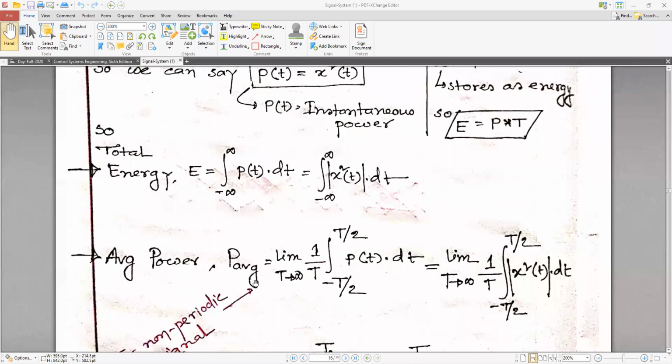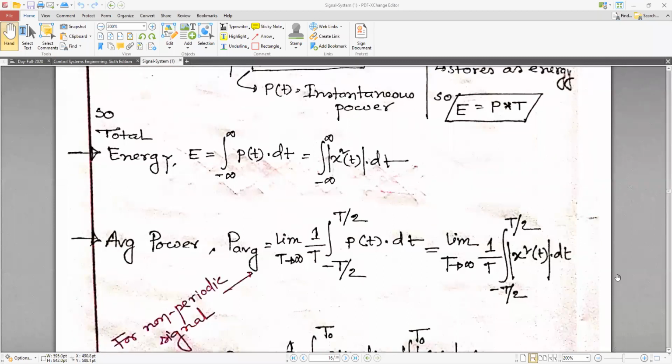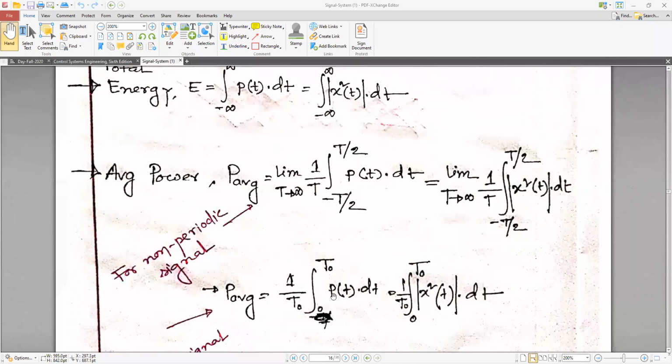And what would be the average power? Limit T tends to infinity of 1 by T, integral from minus T by 2 to T by 2 of p(t) dt. Now instead of p(t) we can write x square t dt. Or we can write like this, 0 to T naught, for average 1 by T naught, if we consider it is T naught.